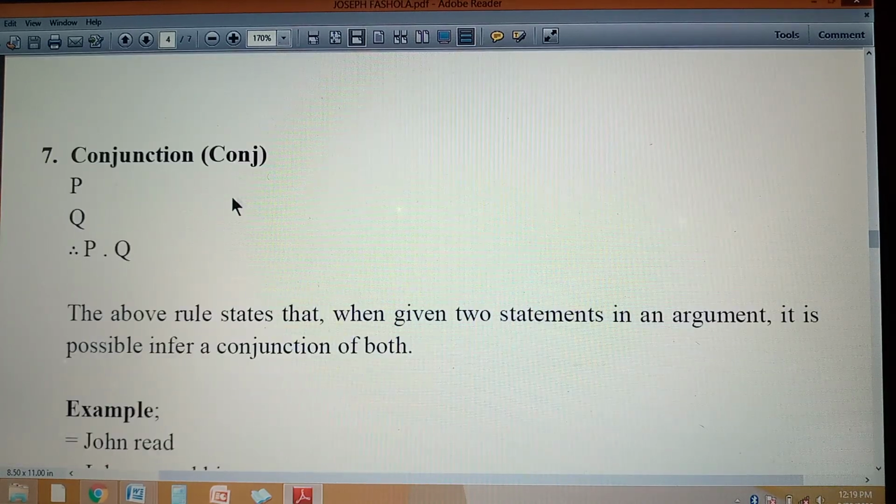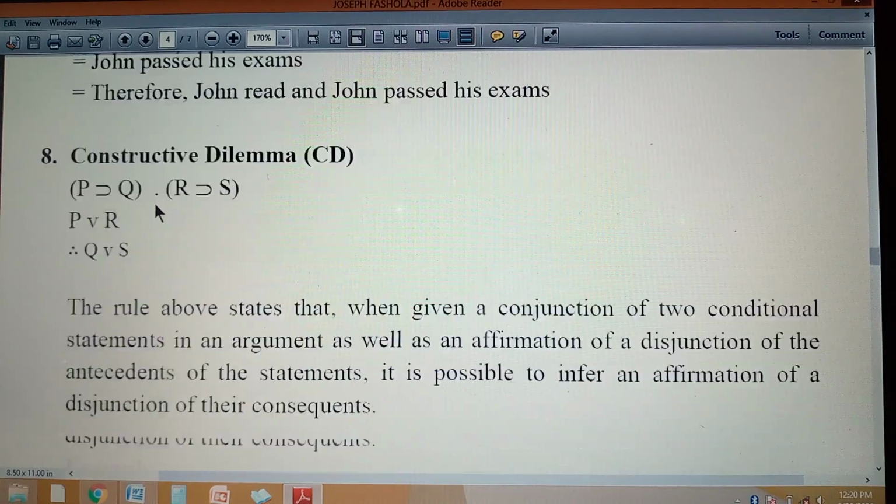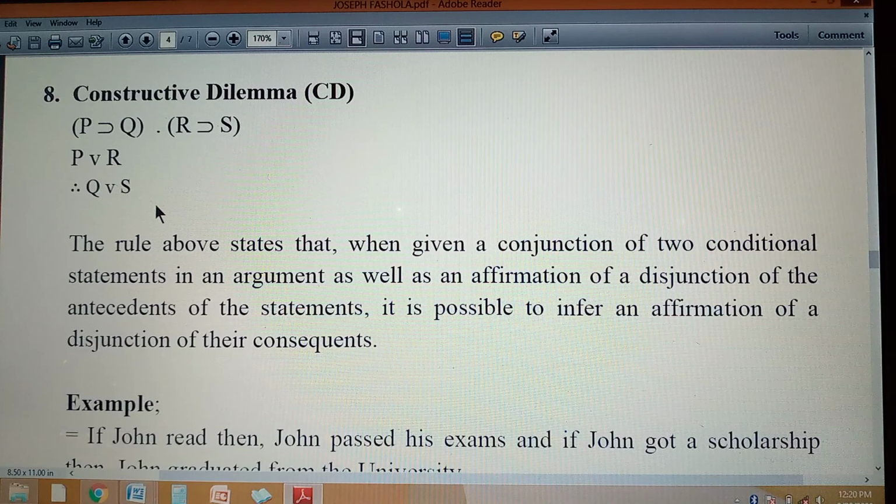Now you have a conjunction. For conjunction, you must have two different statements present in the argument, so that you have P as a premise, Q as a premise, and then you bring them together with the dot. That's a conjunction. So John read, John passed his exams, therefore John read and John passed his exams. This is a conjunction.